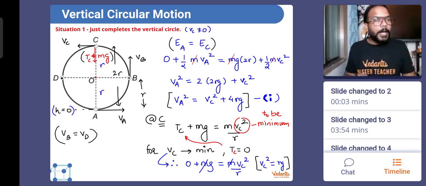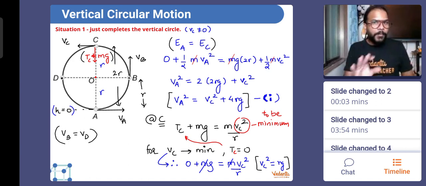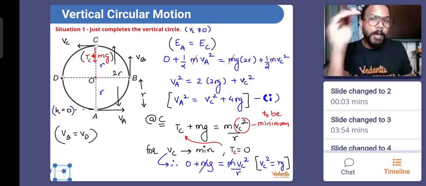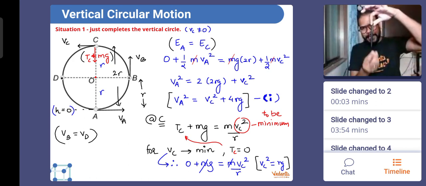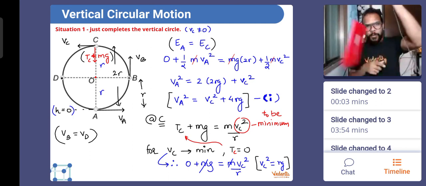Are you saying, sir, that vertical circular motion happens only when the topmost point has 0 tension? That is not what I said. I said for the topmost point to have minimum velocity. Minimum means what? I'm basically having a stone and a thread connected here, and I'm giving it a velocity. When I give this body a velocity like this, it goes ahead, comes back, goes ahead, comes back.